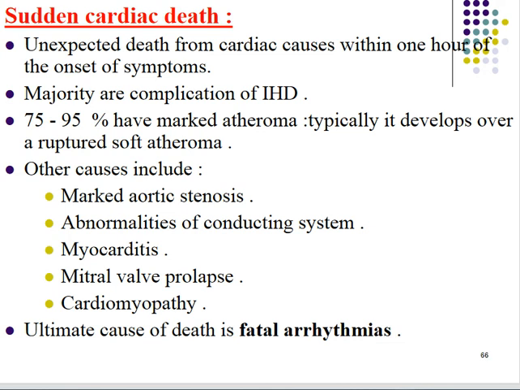Majority are complications of ischemic heart disease. About 75 to 95% have marked atheroma. That is to say, the underlying influence of the atheroma can be seen. Typically, it develops over a ruptured soft atheroma, which is the major and dangerous complication of atheroma, leading to death in the form of sudden cardiac death.